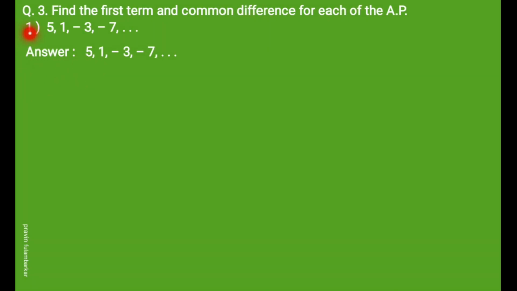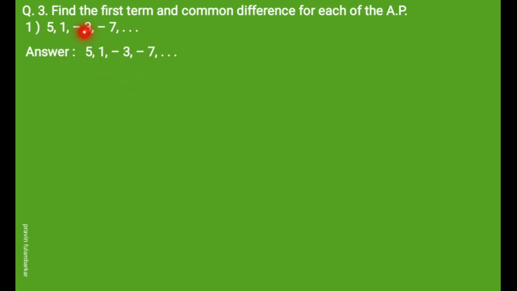Now see question number 3. Find the first term and common difference for each of the arithmetic progressions. So the arithmetic progression is 5, 1, minus 3, minus 7. In the answer we write the given arithmetic progression first: 5, 1, minus 3, minus 7. Now here we have to find the first term and common difference. First term means the value of A, that is A equals T1.